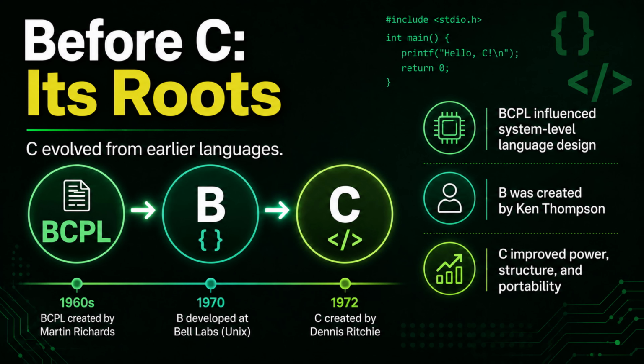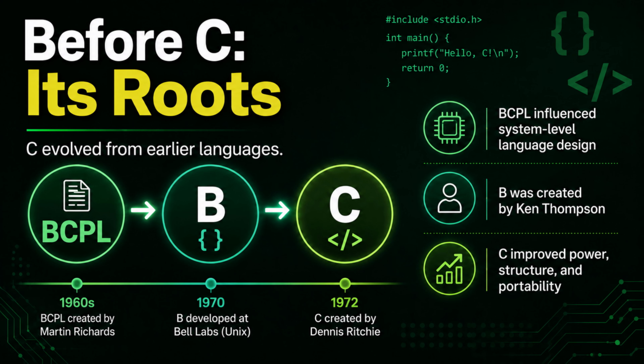C did not appear from nowhere. It came from earlier programming languages, especially BCPL and B. BCPL was created in the 1960s by Martin Richards. It was designed for system programming and influenced many later languages. After that, Ken Thompson created B at Bell Labs. B was used during the early development of UNIX, but it had limitations. As computers became more powerful, programmers needed a better language. They needed stronger data types, better memory control, and a cleaner way to write larger programs. Dennis Ritchie improved the ideas from B and created C. C kept the simplicity of earlier languages, but added more power and structure.